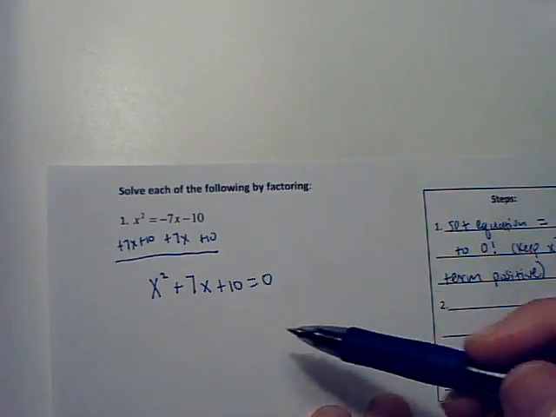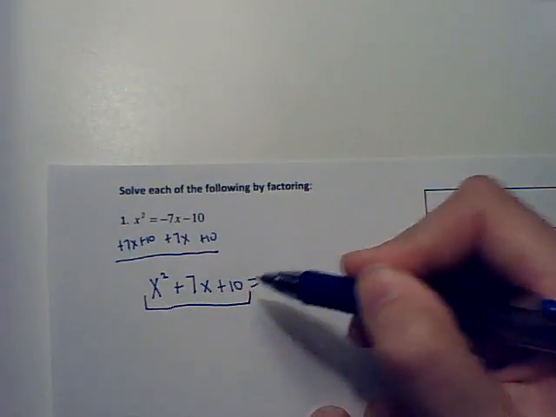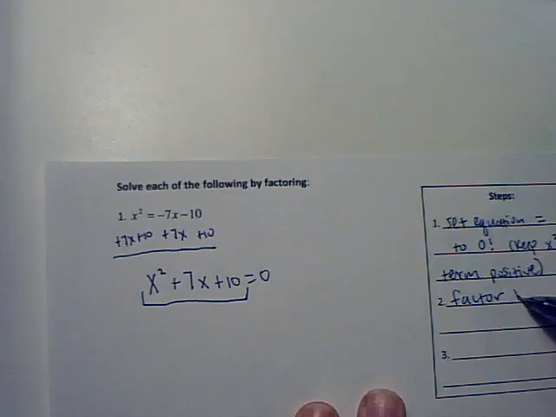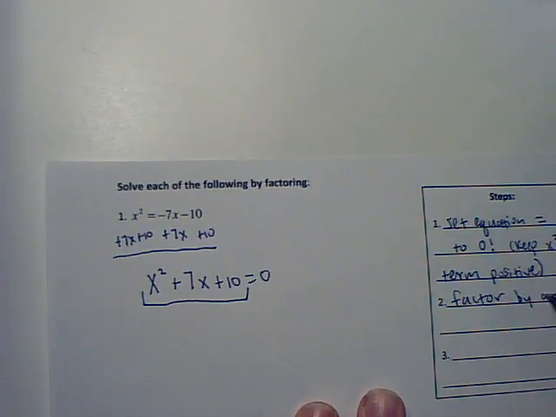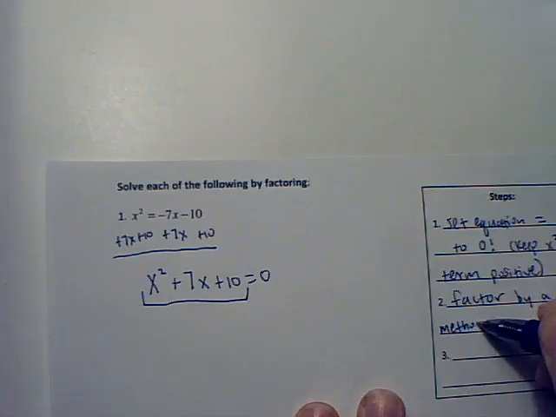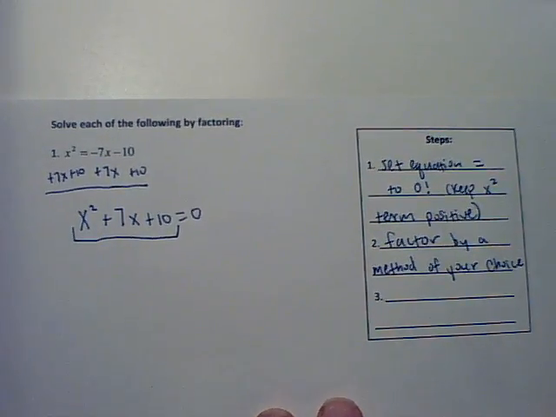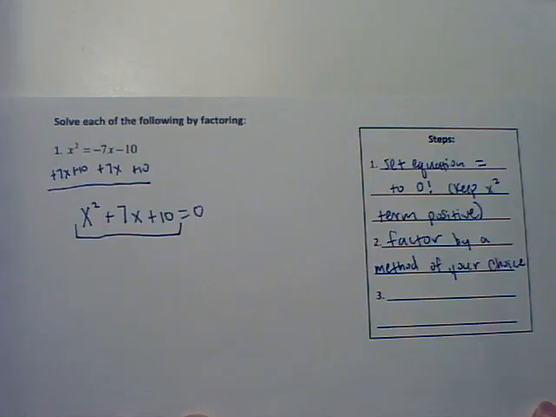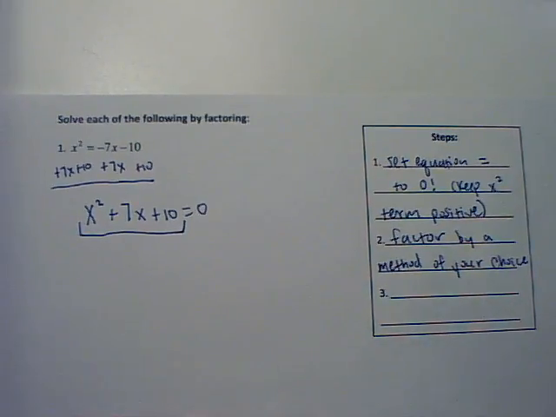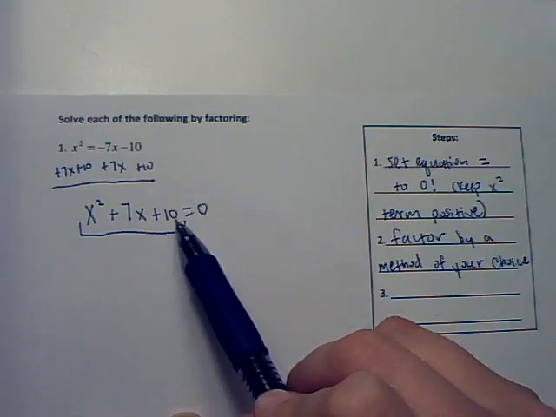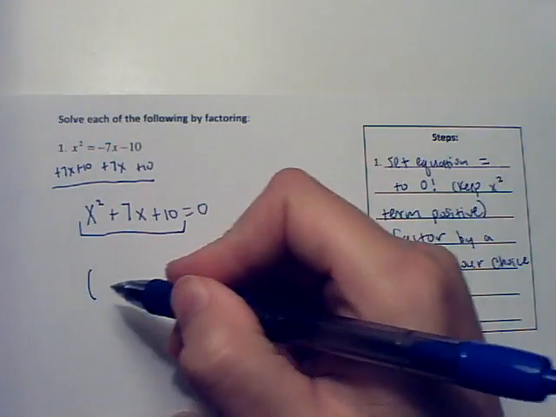The second step is now we're going to factor this left side. So factor would be next, and you can factor by a method of your choice, whether that be guess and check or grouping, that's completely fine. Like I said, I'm going to do guess and check for the majority of these examples, but there will be at least one that I will do grouping for. In this case, when A is 1, B is 7, and C is 10, guess and check will be just a little bit easier.